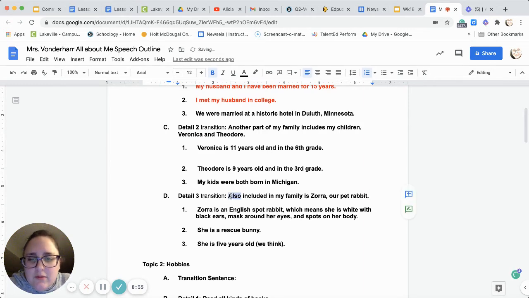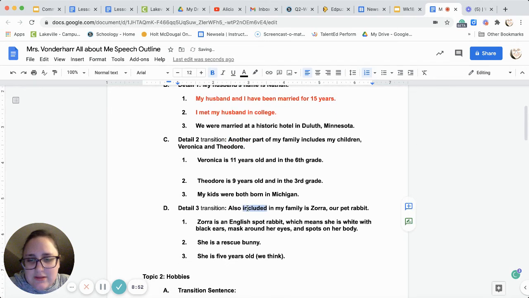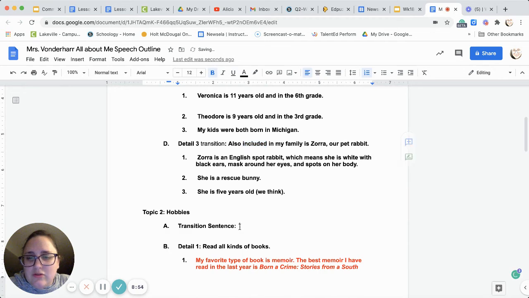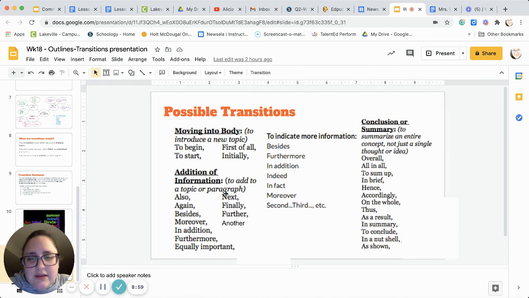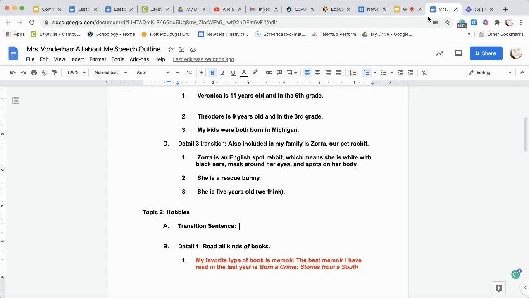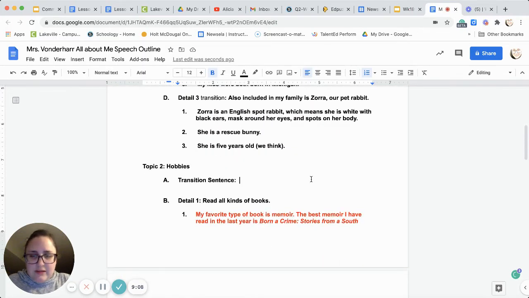So "also" means that I'm continuing the information from the previous paragraph, but now I'm going to tell you even more about myself. So there's my transition. You can see I put in this transition sentence, then my detail 2 transition, and my detail 3 transition. Now let's transition to my hobbies. I'm thinking "next" is going to be the best, because that's moving from topic to topic. We started with "to begin," so now let's go to "next."